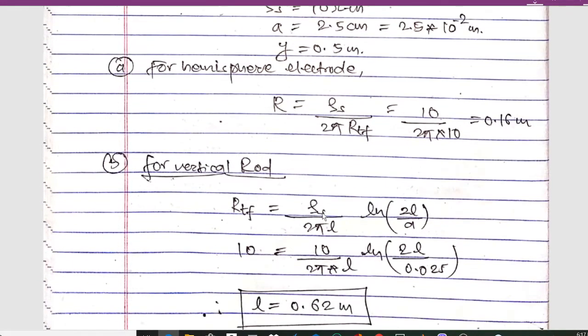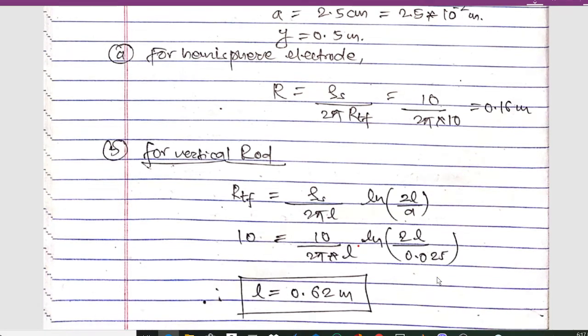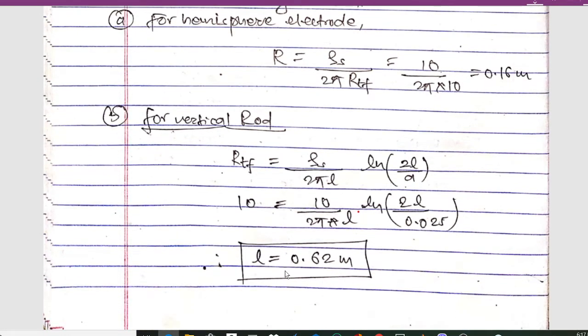And for the vertical rod, we have RTF equal to ρs upon 2πL into log of 2L upon a. RTF is given as 10, ρs is given as 10, and we need to calculate the value of L here, with the value of a given as 0.025. So from here we will get the value of L as 0.62 meters.